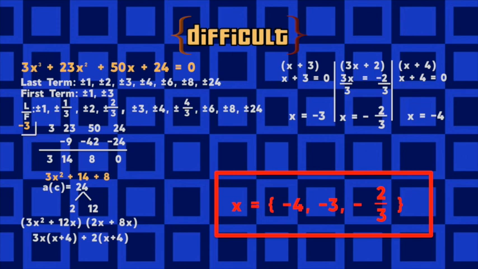Now we have the roots, x equals negative 4, negative 3, and negative 2 over 3.